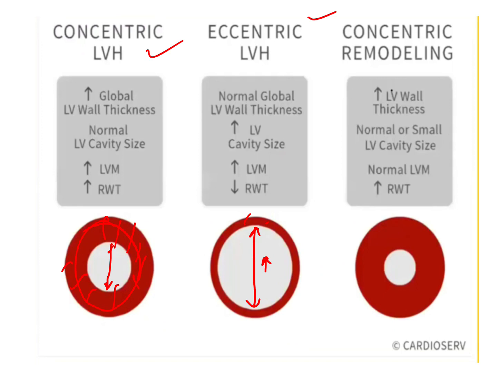Cavity size increases. In the concentric remodeling, there is also increased left wall thickness, but the cavity size may be normal or it is decreased. So, in concentric LVH, the cavity size is normal. In eccentric LVH, the cavity size increases, and in concentric remodeling, the cavity size may be normal or it may be decreased.